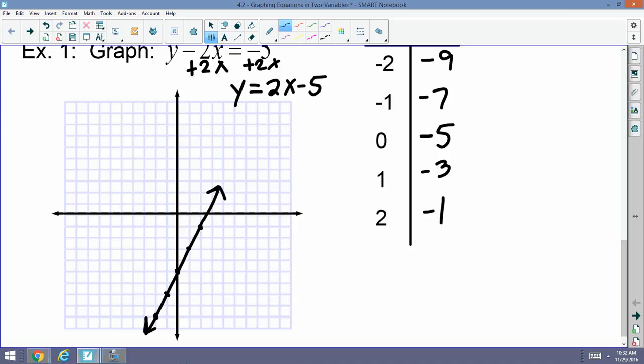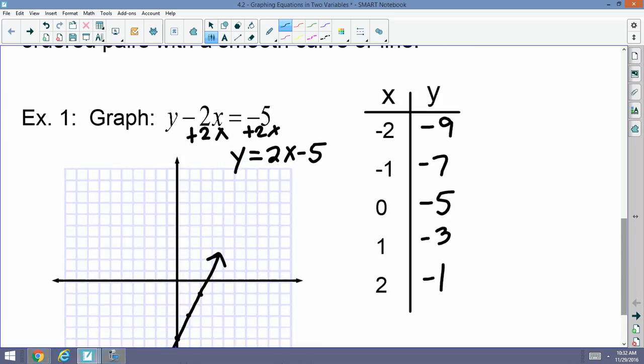How did I get negative 9? By plugging in the variable, sir. I'm plugging in this x into my function. Y equals 2 times x, which is negative 2, minus 5. That's negative 9. I'm plugging in the x. So for every different x, I'm going to get a different y.